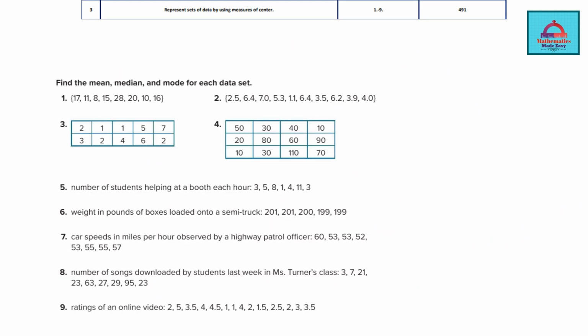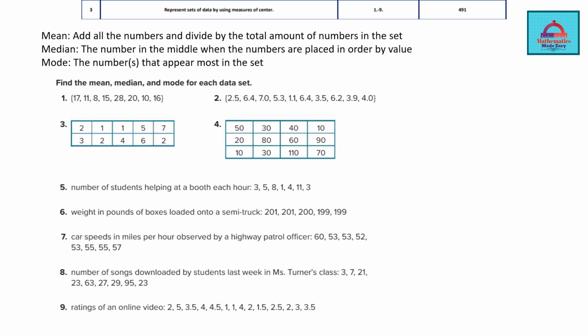Next, we are going to solve some questions on mean, median, and mode. So let's recall the definitions. How do you find the mean? You add all the numbers and divide by the total number of numbers that are given in the set. So add all the numbers and divide by the total number of numbers. That's your mean, number one.